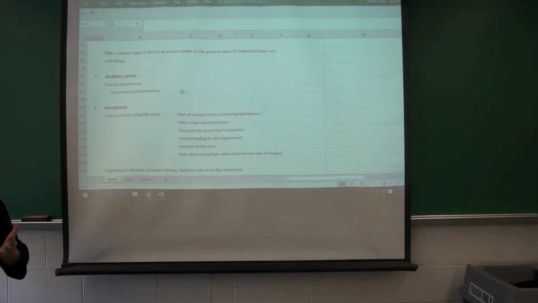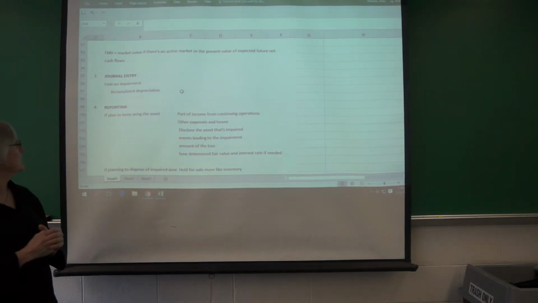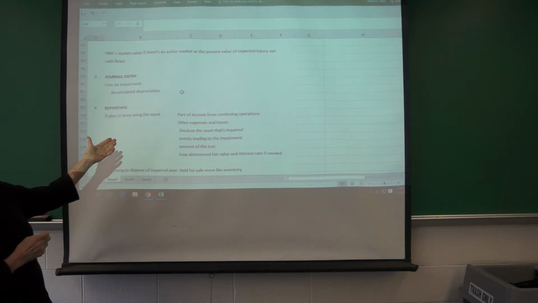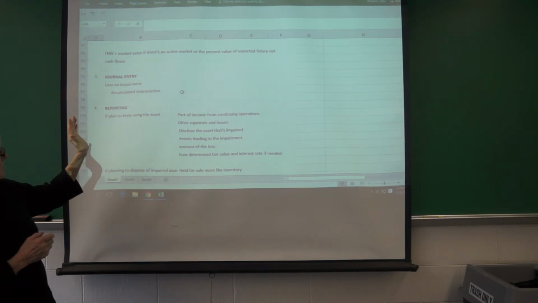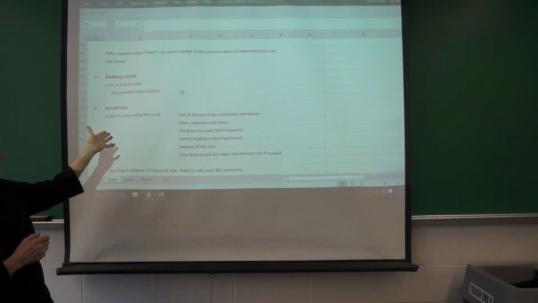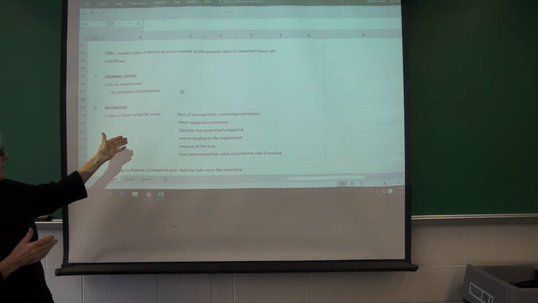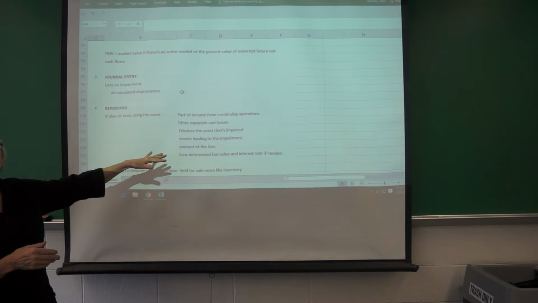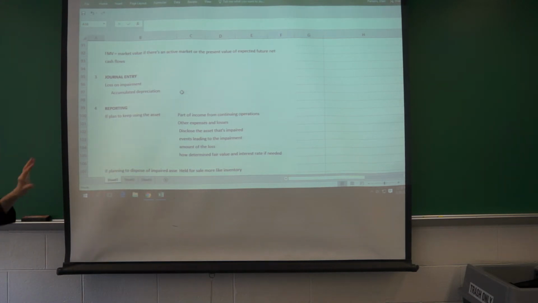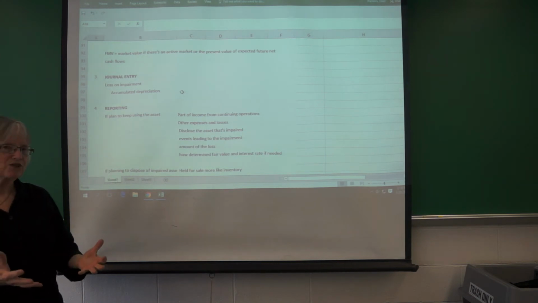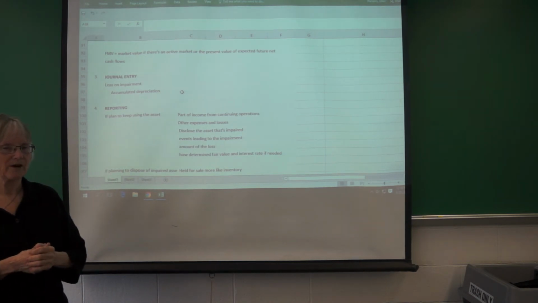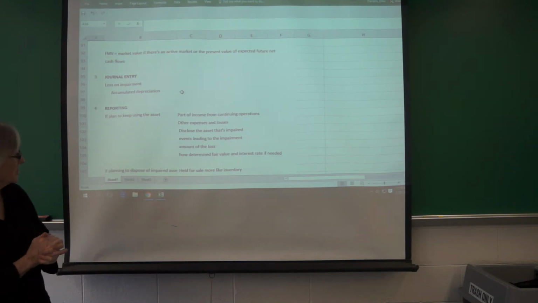So then you have to ask, are you going to keep using the asset? If you are, it's going to be treated one way. If you're not going to keep it, if you're going to sell it or dispose of it, it's going to be treated another way in the accounting. So if you plan to keep it, your loss is going to be under your other expenses and losses on the income statement, part of income from continuing operations, because you're going to keep it. You have to disclose what impairment happened, the events, the amount of the loss, and any calculations you used to determine your numbers on it. Okay, so that's if you're planning to keep it. It would also continue to get depreciated, but based on the new carrying value and new estimates of depreciation.